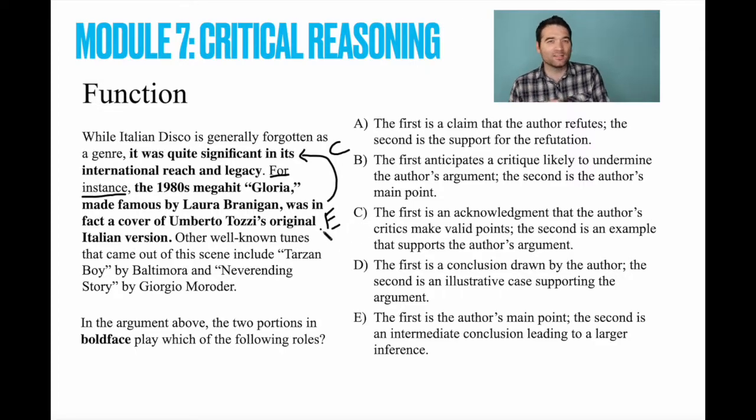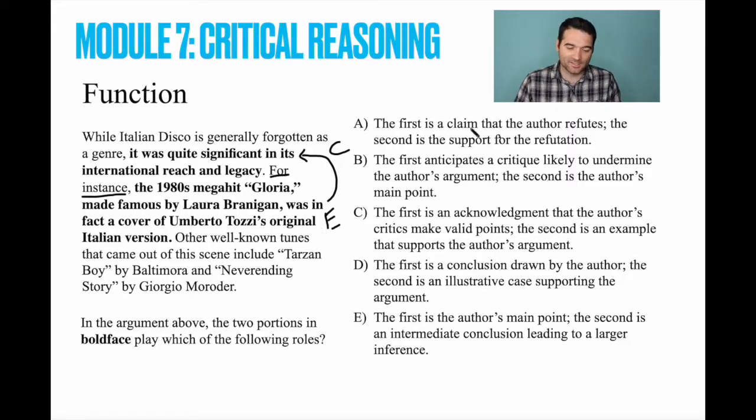Okay, now let's look at the answer options and see which ones align. And to be clear, the answer options won't necessarily say conclusion or evidence, but they'll use similar language, right? Instead of saying evidence, maybe they'll say support or proof. And instead of saying conclusion, maybe they'll say claim or argument.